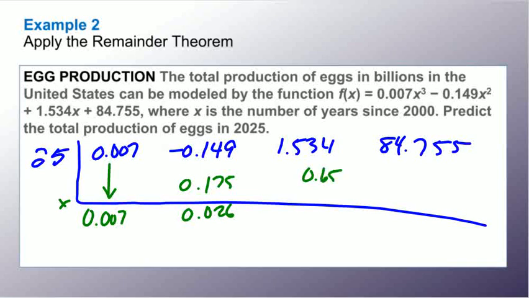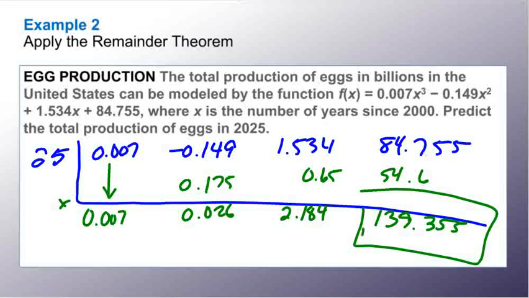Multiply that by 25, we get 0.65. Add 1.534 to that, gives us 2.184. Multiply that by 25, and we get 54.6. So add that to 84.755, and we get 139.355. So this would represent billion of eggs.